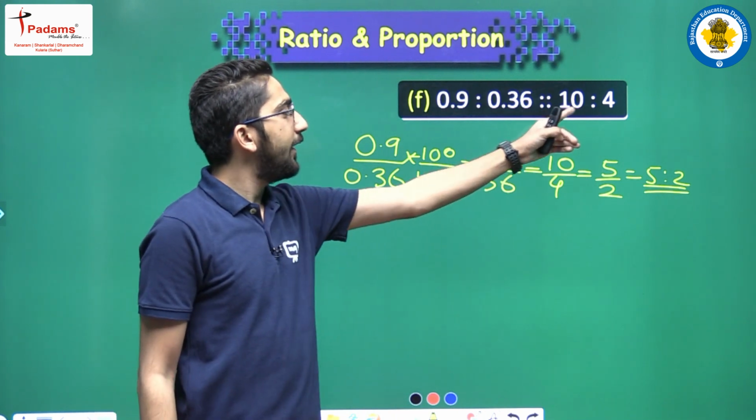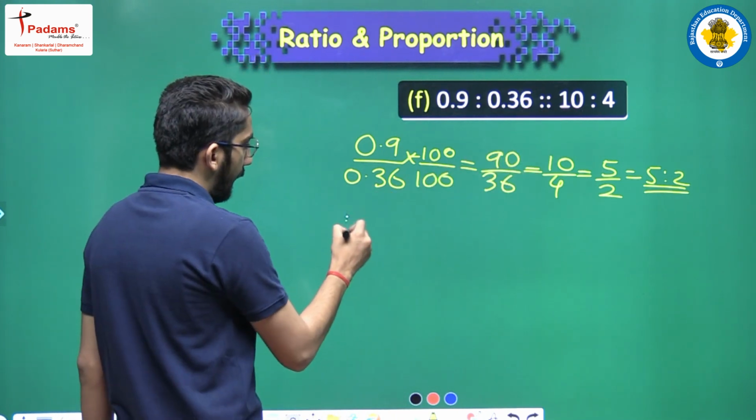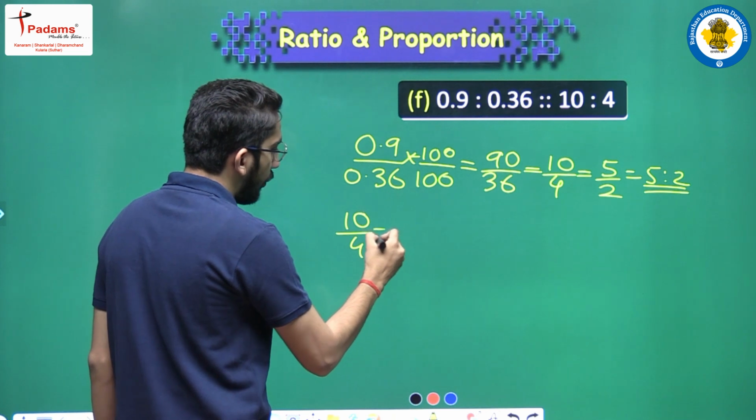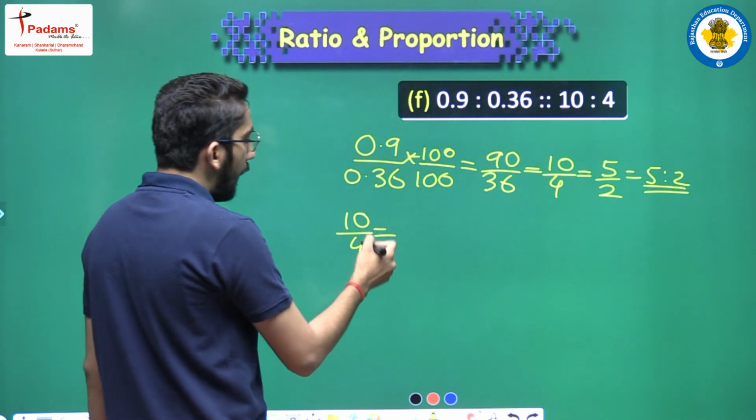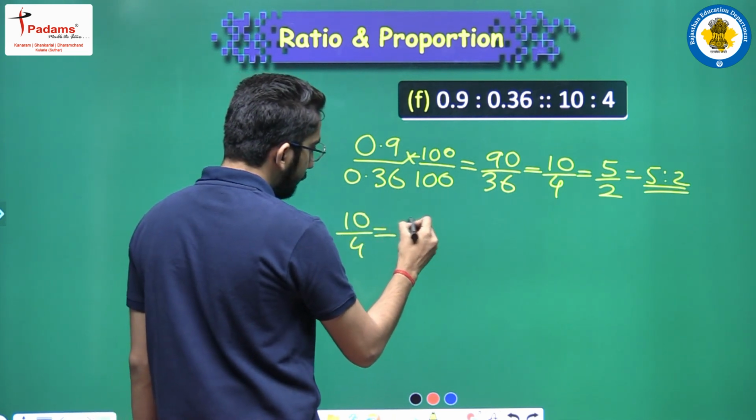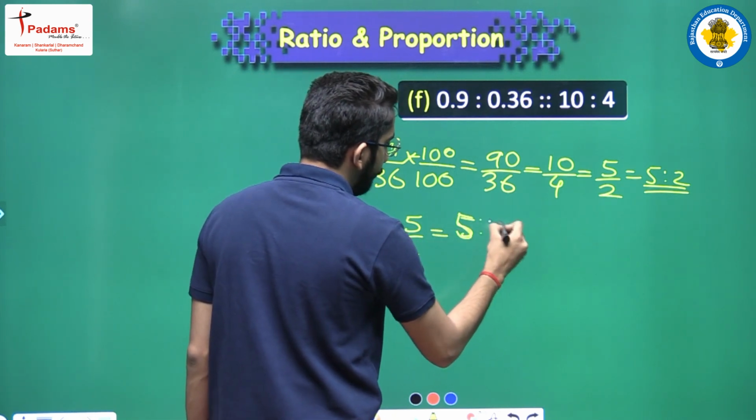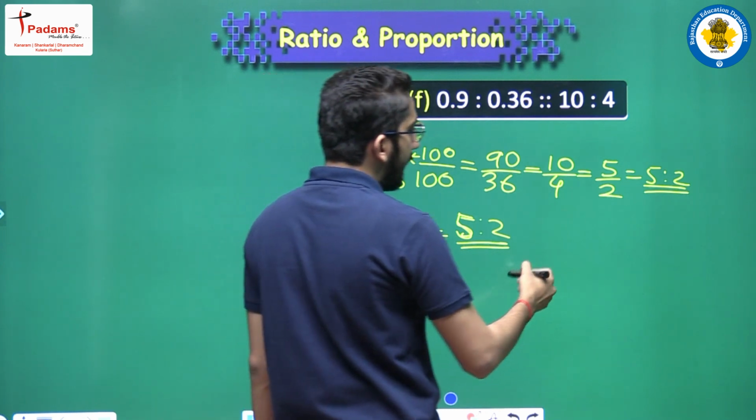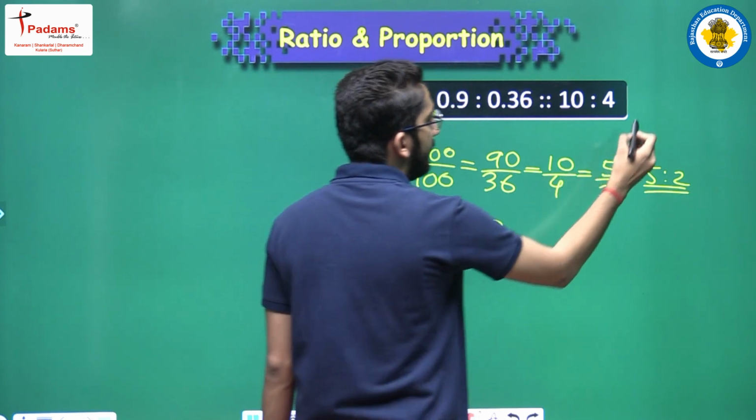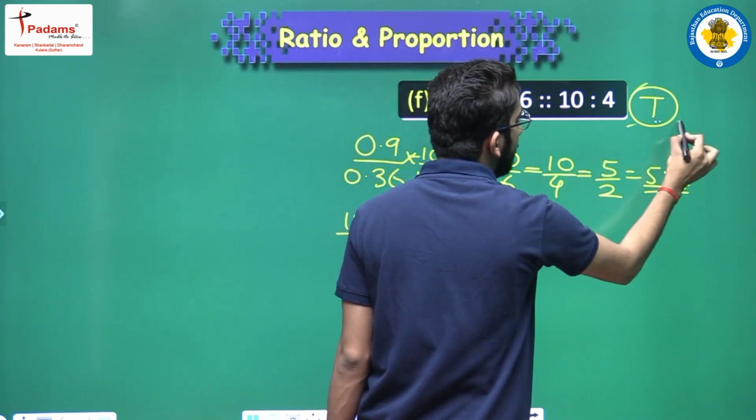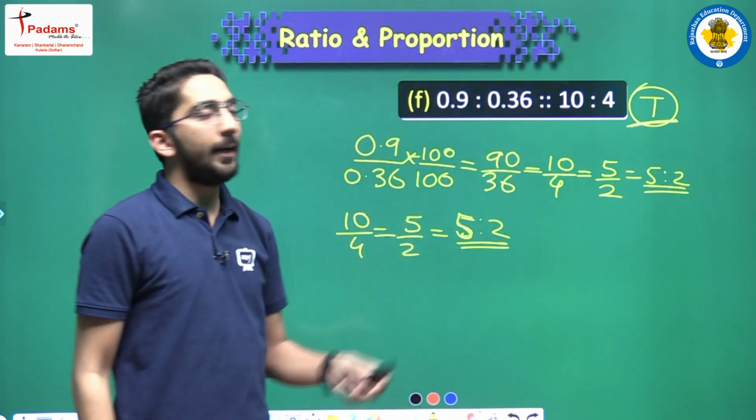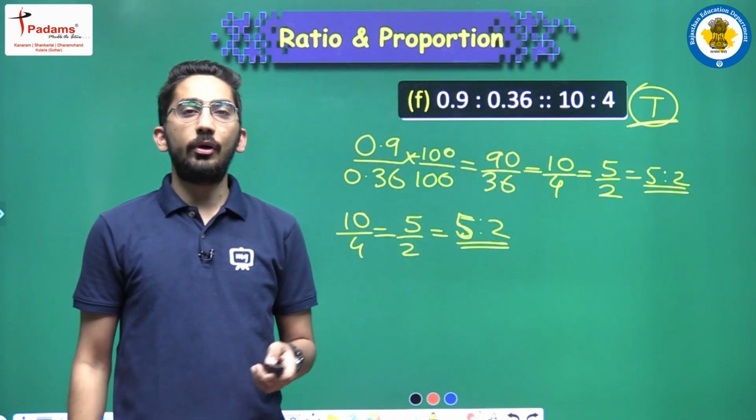And next is 10 is to 4. So this is 10 upon 4. I can divide both of them with 2. This will become 5 upon 2 or 5 is to 2. So both the ratios are 5 is to 2. So I will say that yes, they are in proportion. This statement is true. ठीक है, next question देखते हैं.